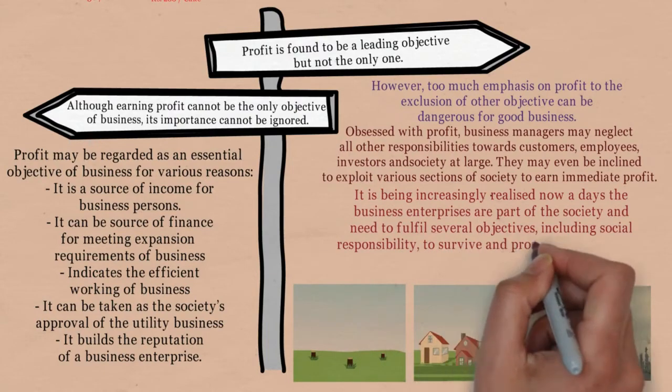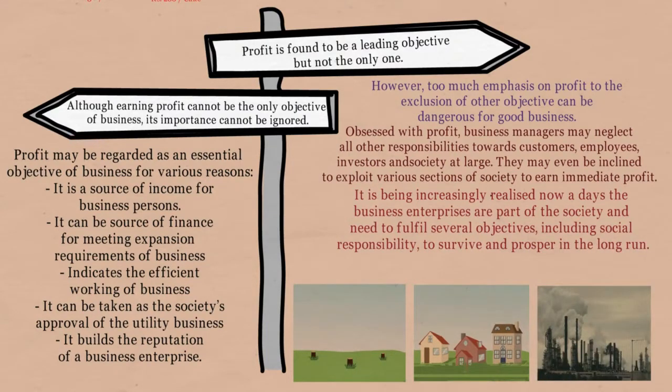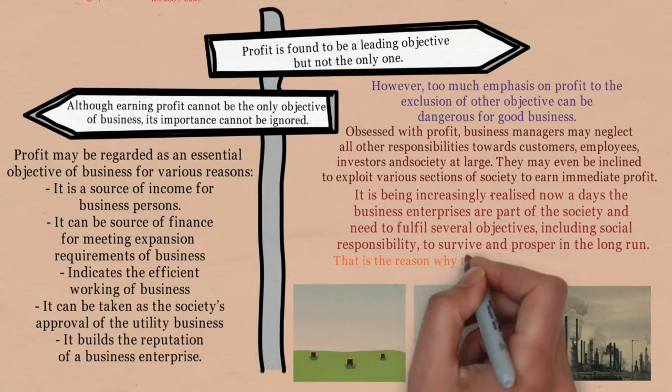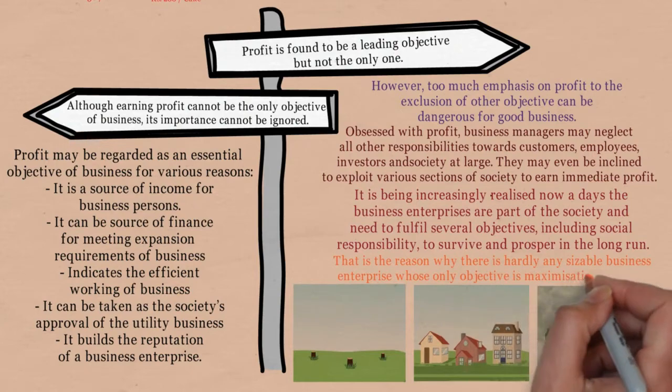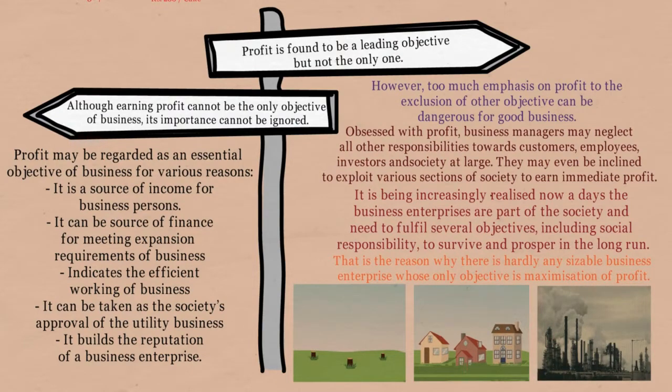It is being increasingly realized nowadays that business enterprises are part of the society and they need to fulfill several objectives, including social responsibility, to survive and prosper in the long run. That is the reason why there is hardly any sizable business enterprise whose only objective is maximization of profit. Thus, we can say in conclusion that yes, profit is the main objective of the business, but it is not the only objective of business. So, let us discuss what are the other objectives of business in addition to profit maximization.